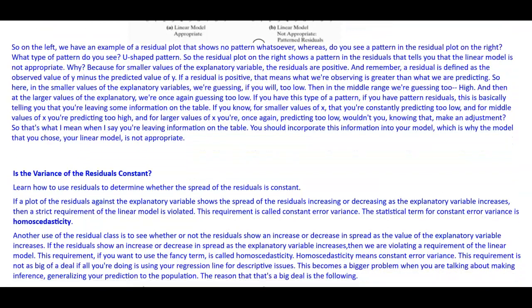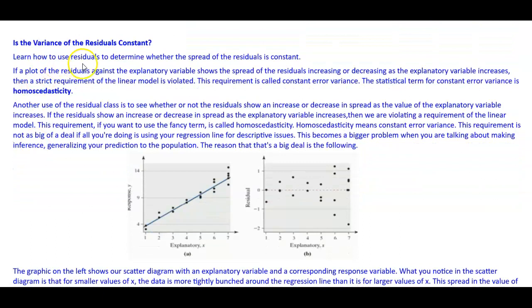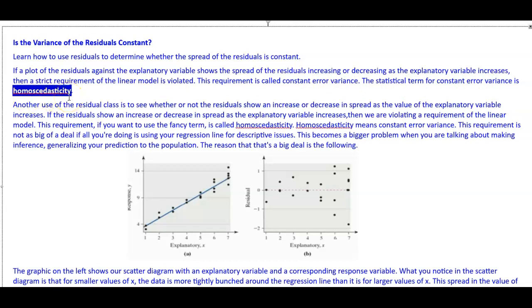Let's talk about the variance. Now, is the variance of the residuals constant? Learn how to use residuals to determine whether the spread of the residuals is constant. If a plot of the residuals against the explanatory variable shows the spread of the residuals increasing or decreasing as the explanatory variable increases, then a strict requirement of the linear model is violated. This requirement is called constant error variance. And the statistical term for constant error variance is homoscedasticity.